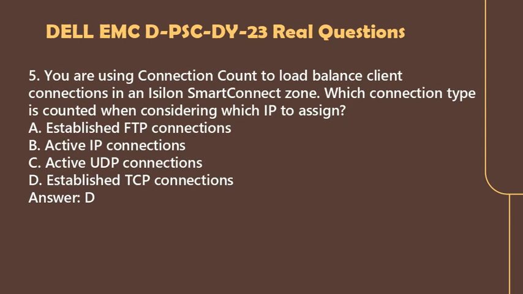5. You are using connection count to load balance client connections in an Isilon SmartConnect zone. Which connection type is counted when considering which IP to assign? A. Established FTP connections. B. Active IP connections. C. Active UDP connections. D. Established TCP connections. Answer: D.